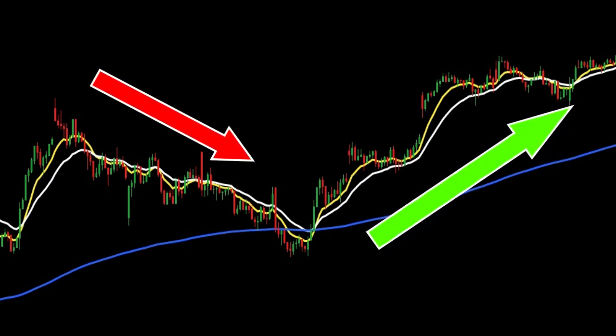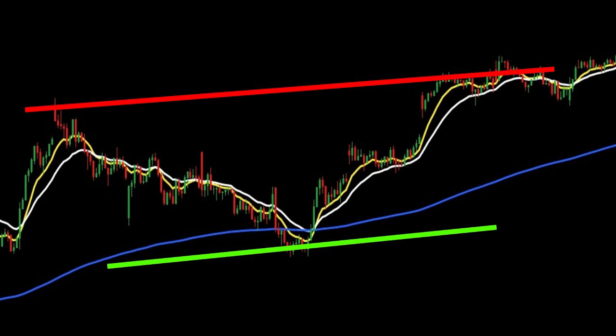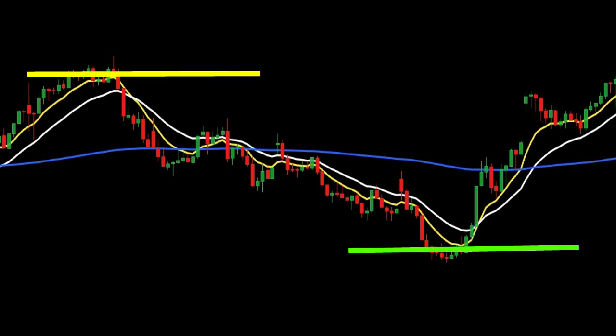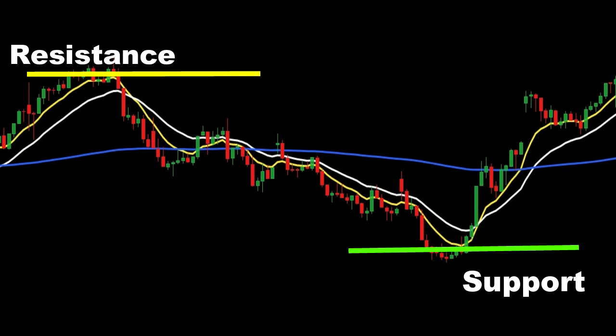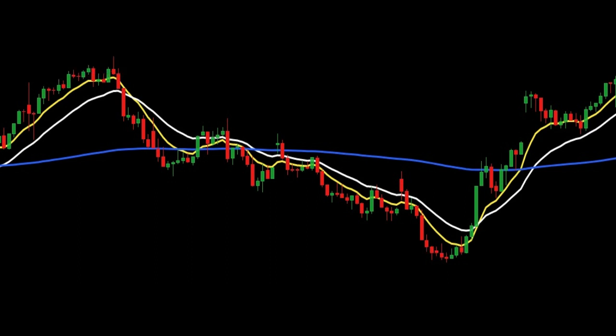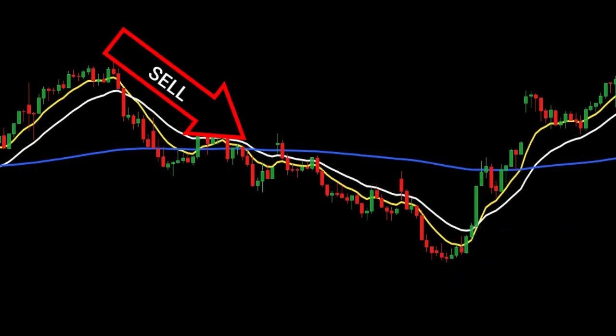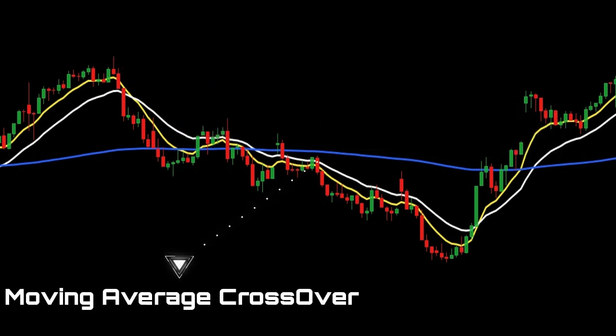Exponential moving averages help to identify price trends and potential support and resistance levels. Since moving averages can also indicate support and resistance areas, the EMA can serve as a support in an uptrend and as a resistance in a downtrend. This reinforces the strategy of buying when the price is around a rising EMA and selling when the price is around a falling EMA. Now let's see more about the moving average crossover strategy.